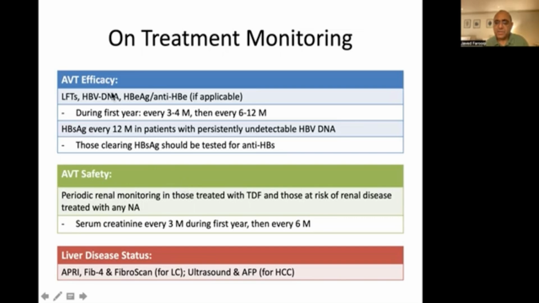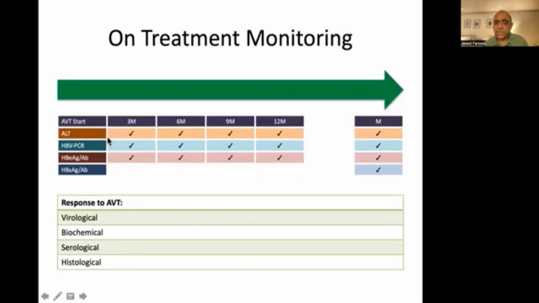So these are the on-treatment monitoring under 3 headings: for antiviral treatment efficacy, for antiviral treatment safety, and for the liver disease status. When you start the patient on antiviral treatment, at the start you check the ALT levels, the PCR, the E antigen, E antibody status, and HBsAg, and then at the first 3 months, then 6 months, 9 months, 12 months. During the first year, you check these ideally 3 monthly. For the PCR, if cost is an issue, you can check every 6 months.